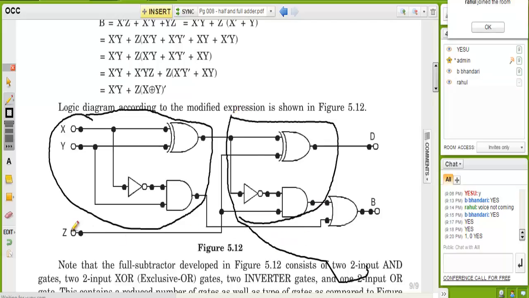Now see, the extra input z is fed to this gate, and the outputs of the 2 borrows are ORed by using an OR gate. In that process we can easily make the full subtractor using the half subtractor. Is it clear to all?